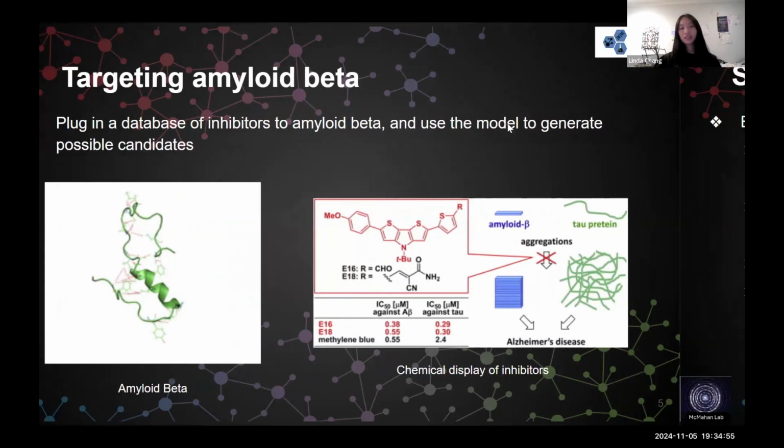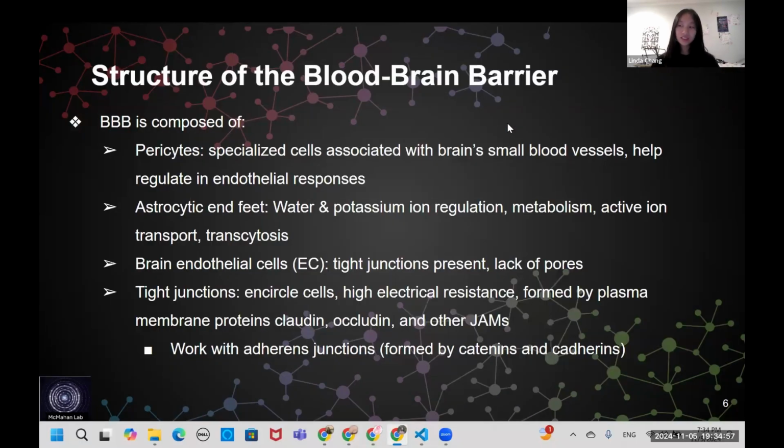Okay, so it's worth noting that the task of targeting Alzheimer's disease is complex and multifaceted, and one of the other facets of it is the blood-brain barrier. So basically, for a drug to be able to affect Alzheimer's disease or amyloid beta at all, it needs to be able to pass through something that's called the blood-brain barrier. The blood-brain barrier consists of a bunch of layers, including pericytes, which are specialized cells associated with the brain's small vessels, and they help regulate endothelial response.